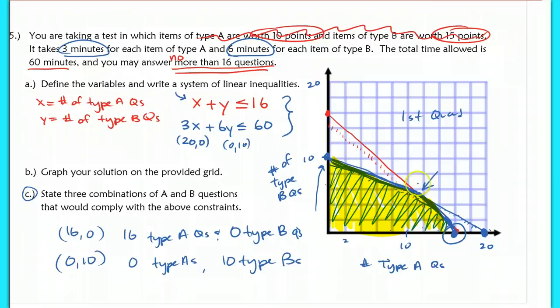I'd have to find the intersection of these 2 lines, and hopefully some of you guys are realizing that that's just simply a system of equations that you're going to solve for, but we're kind of getting ahead of ourselves. We don't have to find that point. And then obviously anything inside here works as a coordinate. I don't want to pick something like 2.1 though, because I can't answer 2.1 questions. So make sure that these would be integer values, since you're dealing with a real world problem.